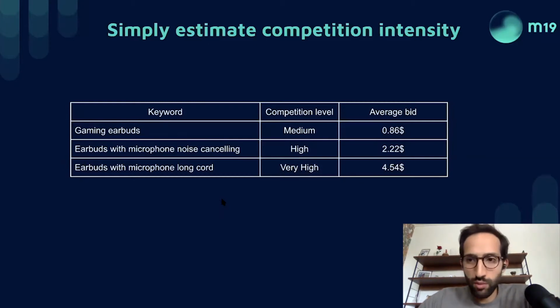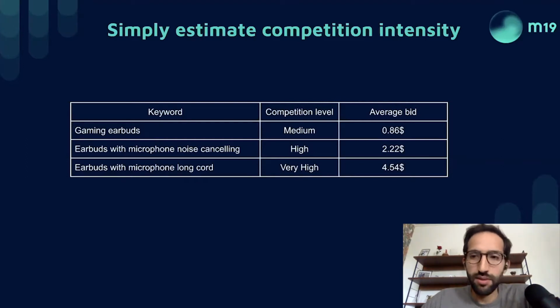So the first thing we can see here, directly from Seller Central or the advertising console, is that we can start having an idea of the competition level. So of the three examples, we have one with medium competition level, earbuds with microphone noise cancelling is high, and the other one, which is more than $4 a click, competition there is very high. So this is the simplest and most accurate way to capture the competition on a given keyword.